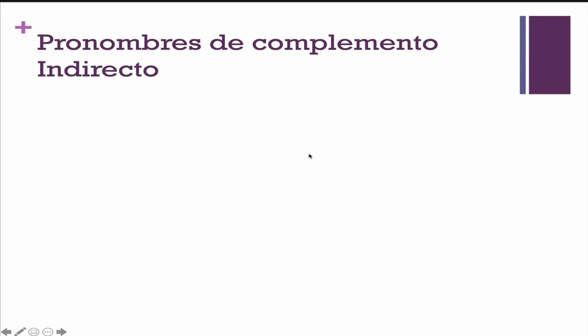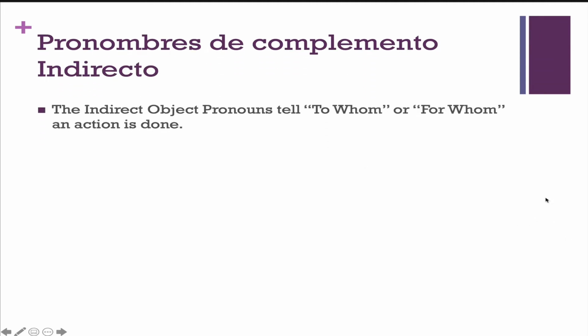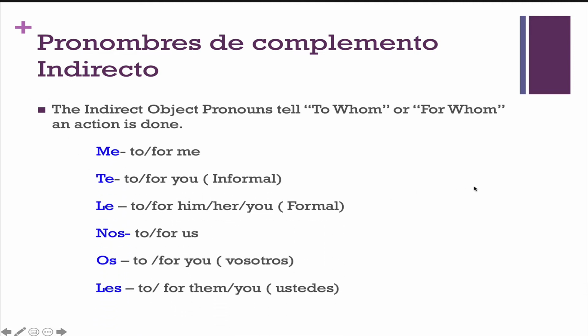Aquí tenemos los pronombres de complemento indirecto. El pronombre de complemento indirecto nos dice a quién o para quién se hace una acción. So indirect object pronoun tells us to whom or for whom we do an action. Okay? So in a sentence, usually you have subject, verb, and object, and it will be in the object position. And I'll show you in sentences in a little bit.